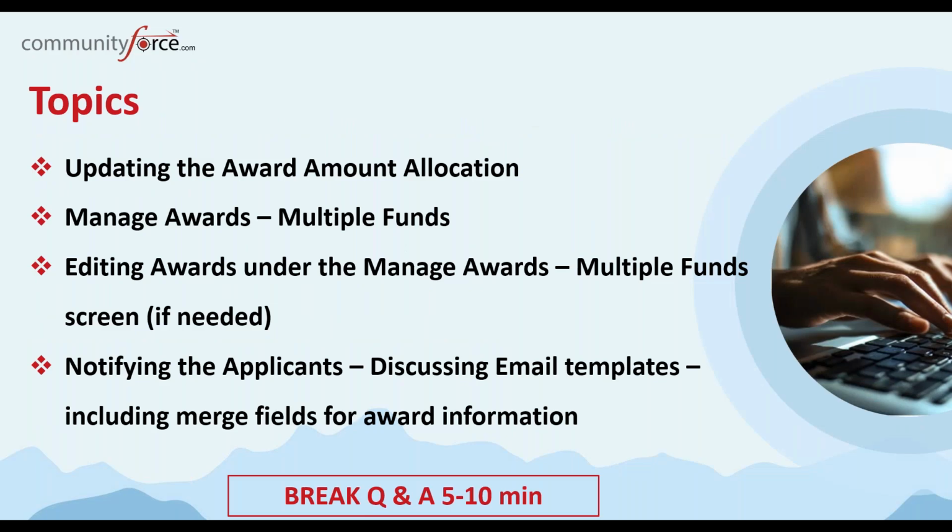And so the topics we're going to be covering is the award amount allocation. So those funding sources have award amounts. So the first step we're going to talk about is adding those award amounts, how to make sure you've got the correct amounts, how to award when you have a one-to-many fund, what functionality do you use? That's the manage awards multiple funds. If you need to edit an award, how do you make the edits to funds that you've awarded?